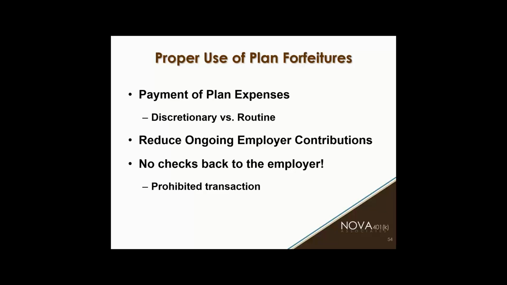I just had a client that got audited, and the IRS penalized them $12,000 for not following the terms of their plan document because they were not reducing their forfeiture account or not using up their forfeitures regularly. They'd been building for like 10 years. So the one thing you definitely don't ever want to happen is have money come out of the forfeiture account back to your company as the employer. That's a prohibited transaction.